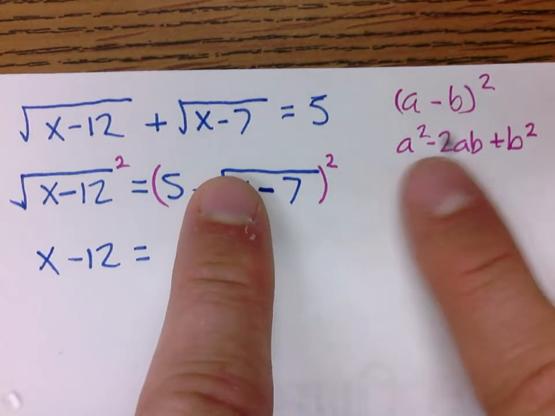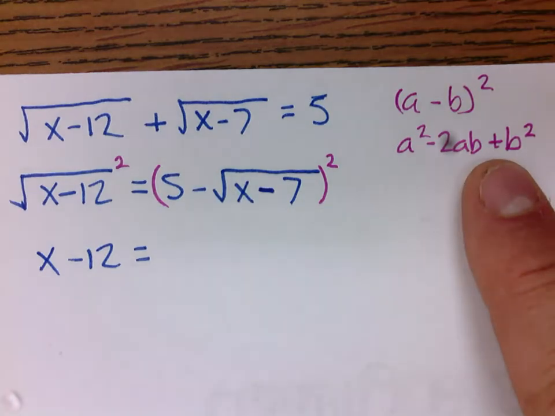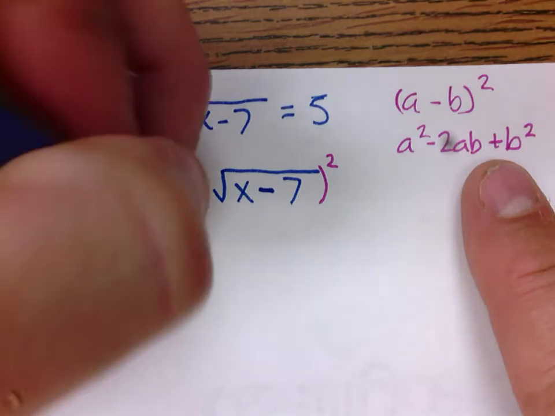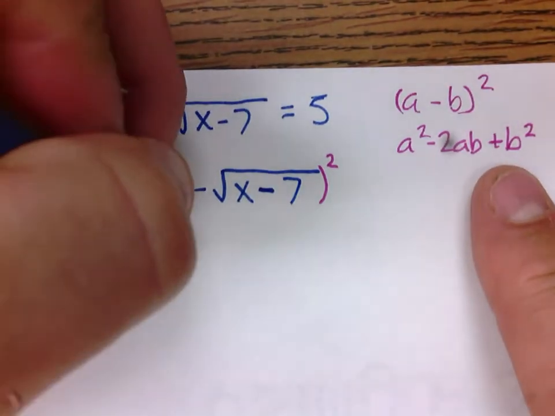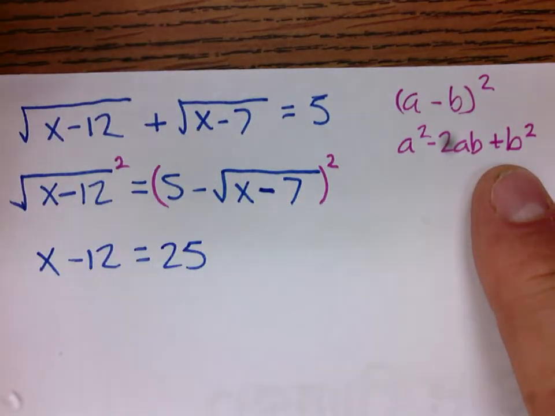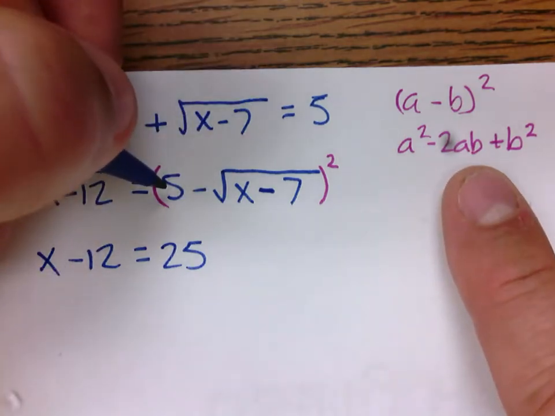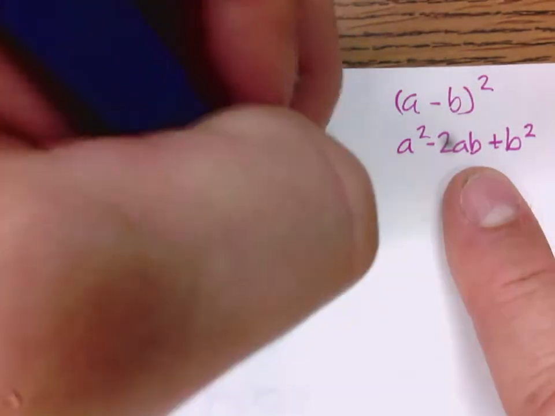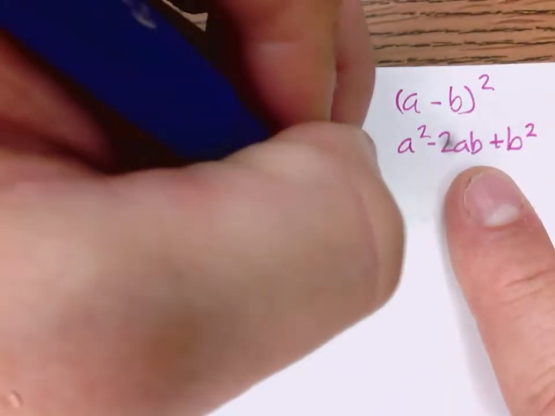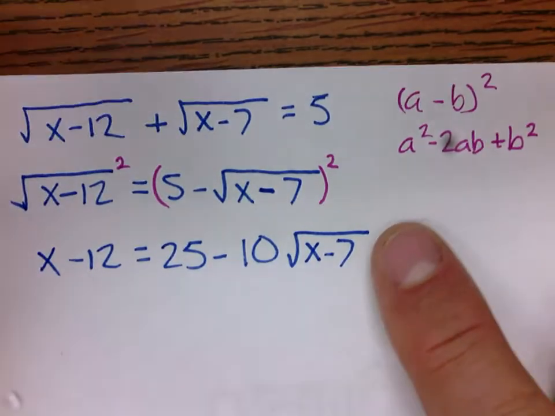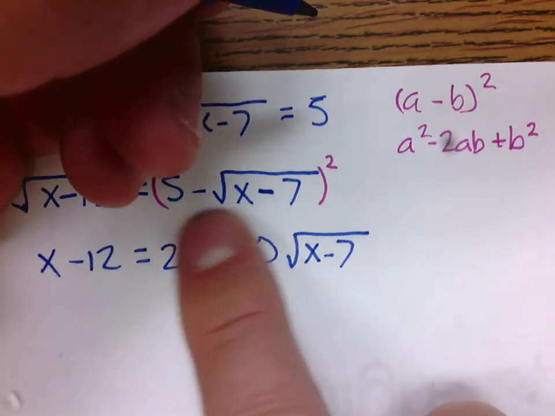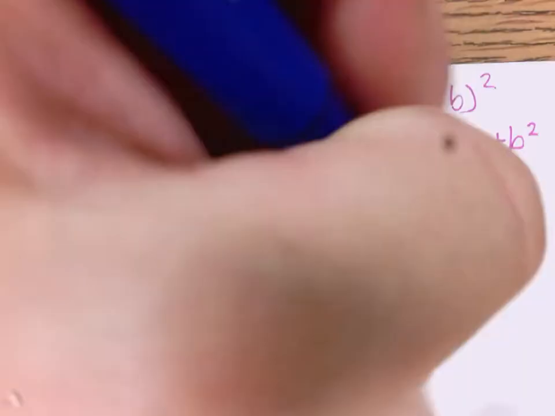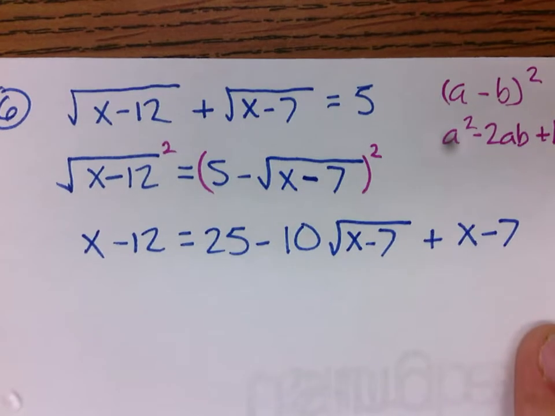So if you just keep in mind that pattern, then we can expand that out and get it to work. So this becomes a squared, which is 5 squared, so 25, minus 2ab, so minus 2 times 5 is 10, so minus 10 times root x minus 7. And then that's a negative, but when you square it, it gets positive, right? And then you square the square root, so we have plus what's underneath there, which is x minus 7.